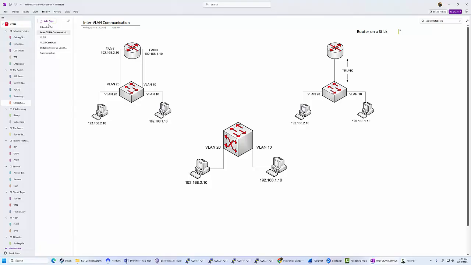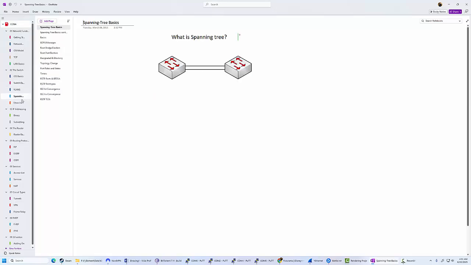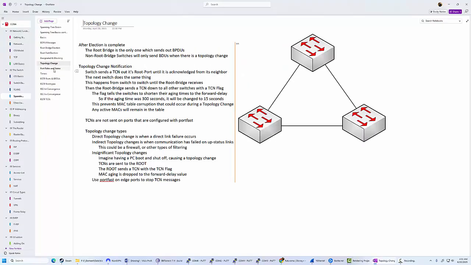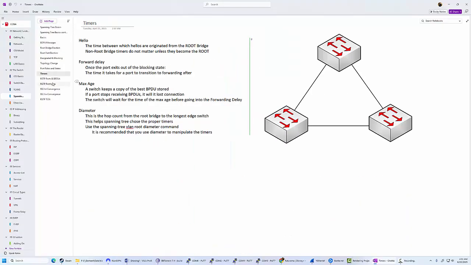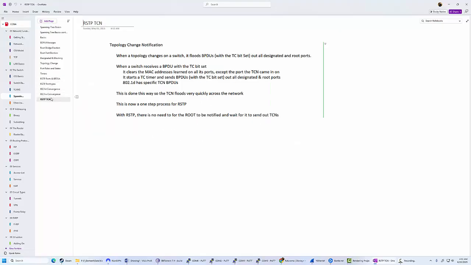And then here, we talked about EtherChannel already. Okay, so I don't know how that got before spanning tree. And we're not going to get deep into any more spanning tree. We did the basics of spanning tree, going through our elections. We talked about TCNs, timers, port types. So yeah, we kind of went through the theory.